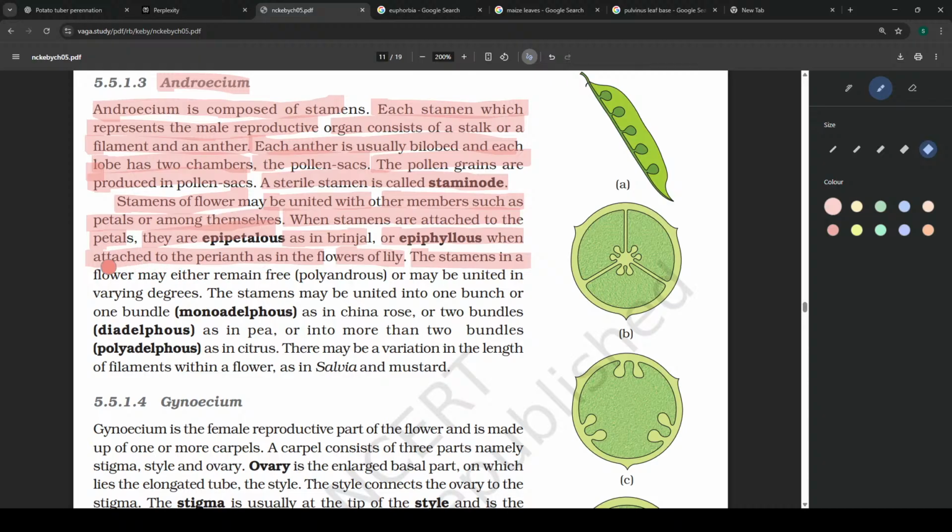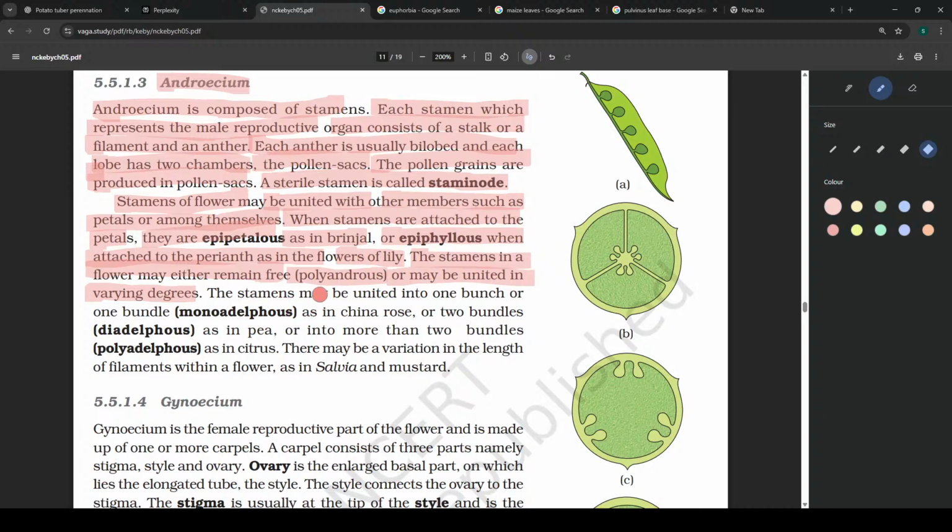The stamens in a flower may either remain free. The next classification is when stamens fuse to each other. The stamens in a flower may remain free, that is called the polyandrous condition, or may be united in varying degrees. If they are united or fused, there can be different degrees.